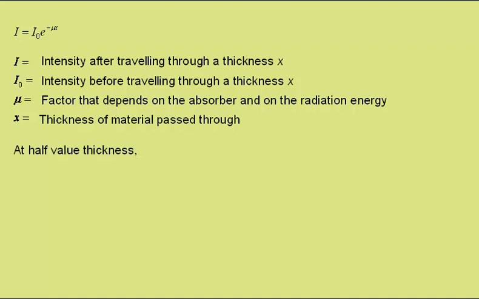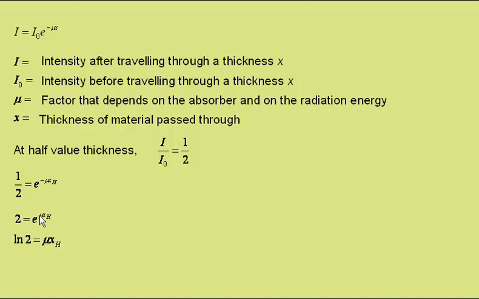At the half-value thickness, the intensity will have dropped to half of what it started from, so I over I naught is equal to a half. From this we can write that a half is equal to e to the minus mu x h, where I have indicated the half-value thickness as x with the subscript h. So we can invert both sides and get that 2 is equal to e to the mu x h, where inverting a half gives us 2, and inverting this removes the minus sign.